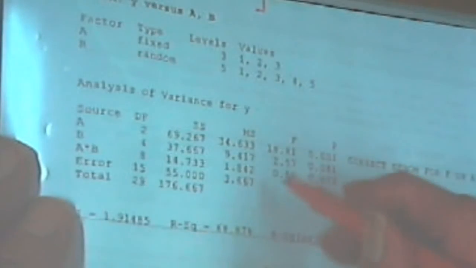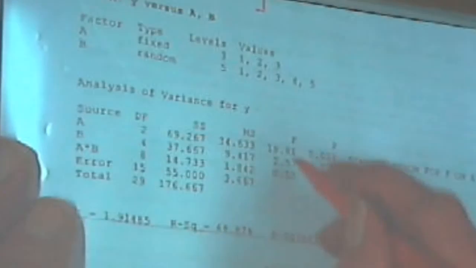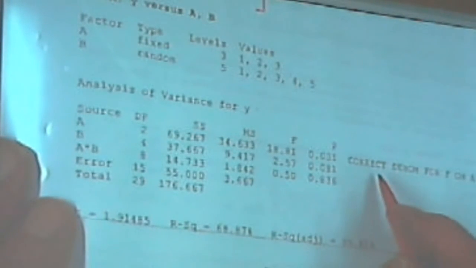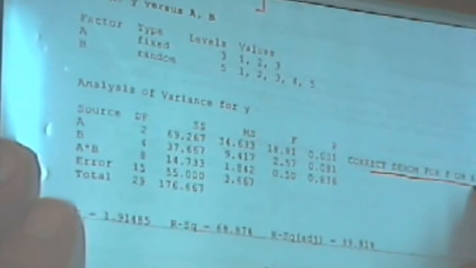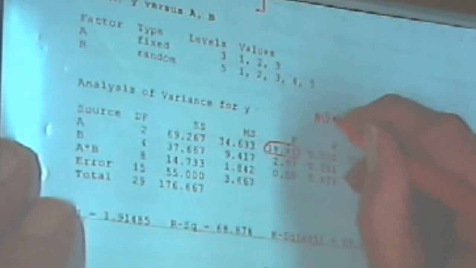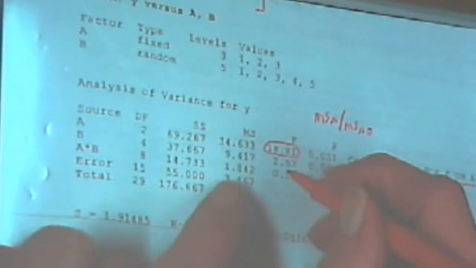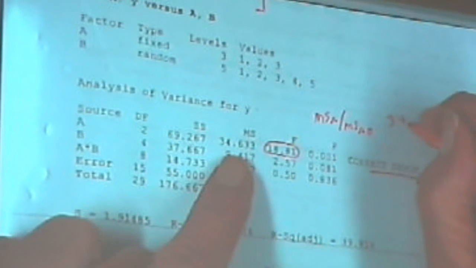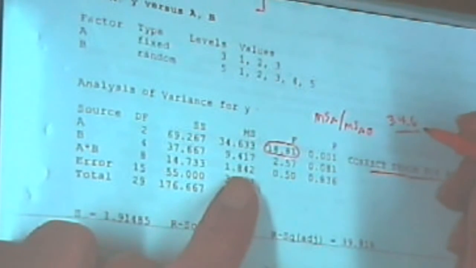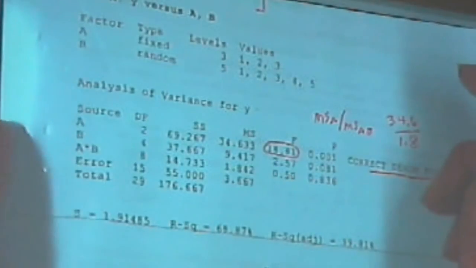So the first thing we see is the ANOVA table. And notice that we have 3 F statistics, and I said I typed this in myself. It has the correct denominator for F on A. Here's F on A. And what we should be doing with that one is to take mean square A and divide it by mean square AB, right? And so let's look here. So that would be 34.6 divided by 1.8. Looks like it comes out about that size.